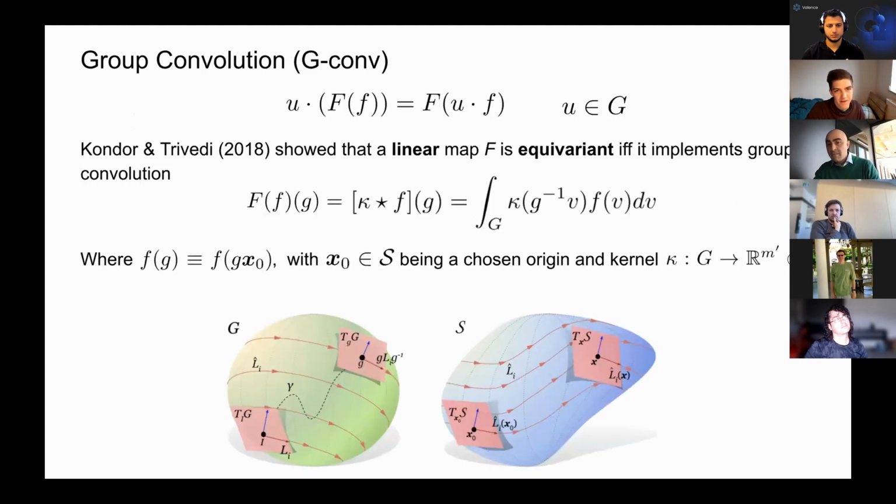So what people were doing was trying to implement this group convolution by sampling over the group to do this integral. In order to do this integral over the group, they need to have a lot of different group elements. So they replace this integral by a discrete sum over group elements.